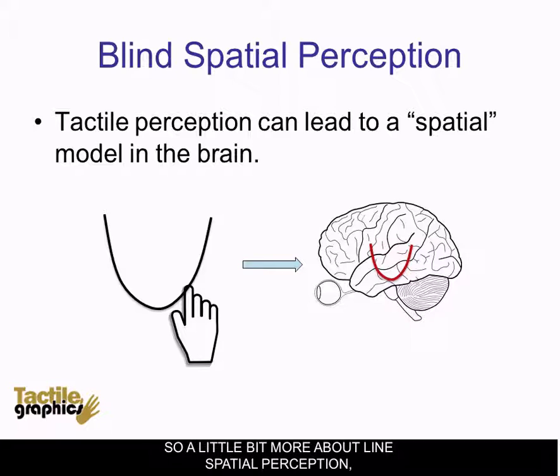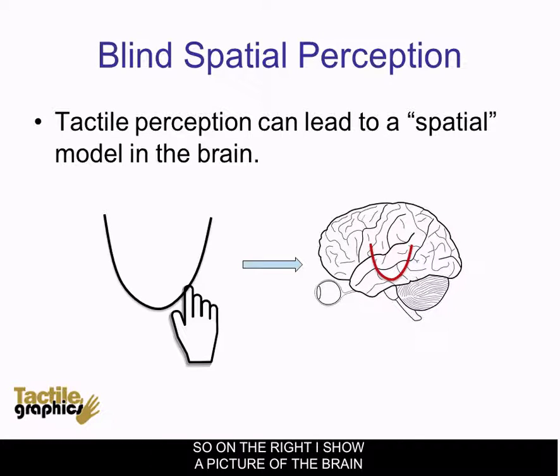So a little bit more about blind spatial perception. And I do have a couple of references that talk about this in the notes, in the slides. So tactile perception can lead to a spatial model in the brain. That is, on the left, I show a picture of an embossed parabola with a finger touching it. And of course, it can't sense the whole parabola at once. And you might use multiple fingers, for example, hands. But as you sense that with your fingers, you put together a mental model in your head. And I've tried this with a lot of young kids, and they actually can do that. Maybe it's not a parabola, but I give them a square, and they can say it's a square, and so on. So they can actually perceive different shapes.